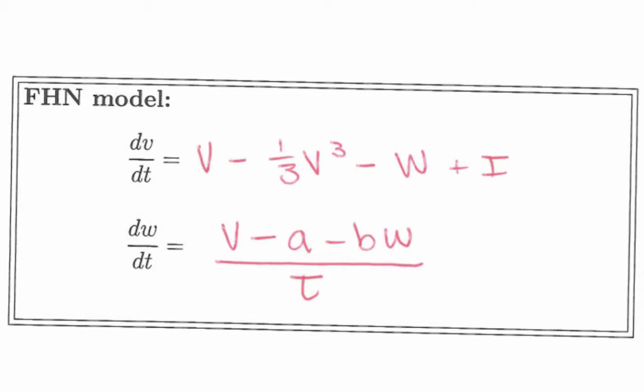Now, how many parameters are there in this model? Again, let's look at the equations. What are the parameters? Well, we have the parameter I, which we can think of as representing an injected current, and then we have the parameters A, B, and tau. So there are four parameters in this model system. One of our goals today, and in this lab and in your homework, will be to understand how the dynamics change as we adjust some of these parameters.